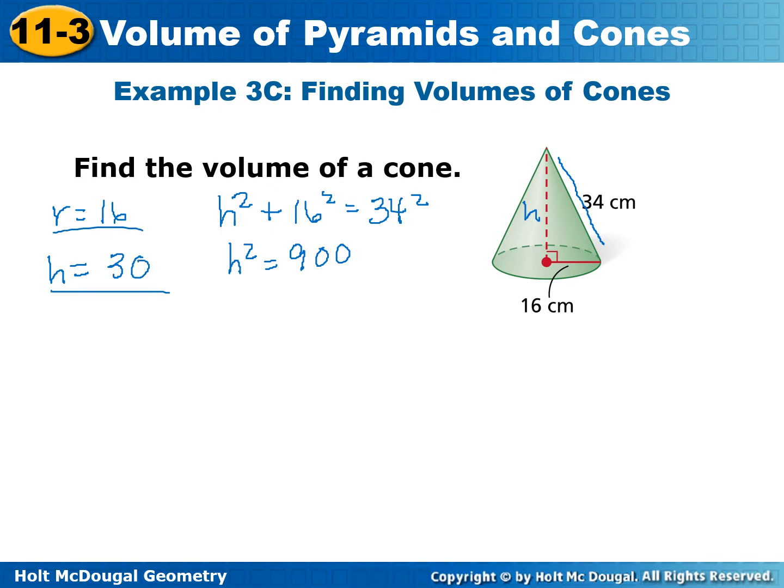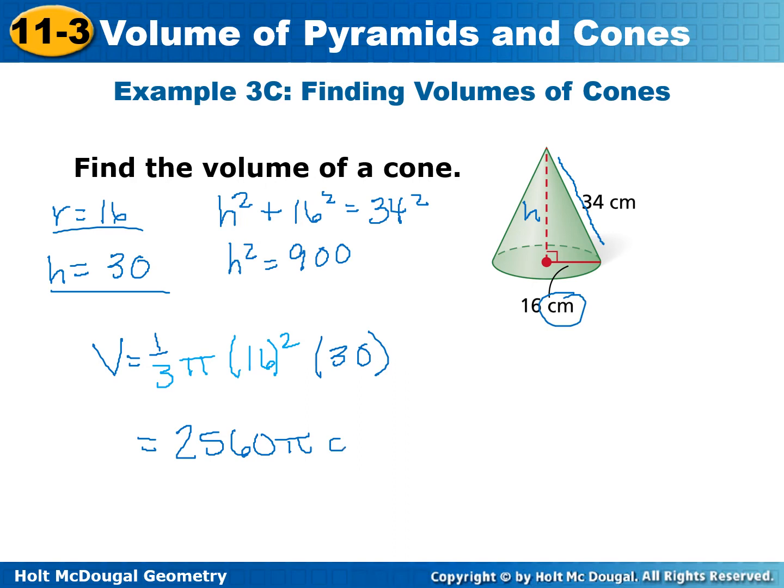Now that I have the radius and the height, I can find the volume. The volume is 1/3. Oops, that's not a 3, that's a 2. Sorry about that. 1/3 pi times r, which is 16, and we'll square that, times the height, which is 30. So that's going to equal 2,560 pi, and that is in centimeters cubed, which is approximately 8,042.5 centimeters cubed.